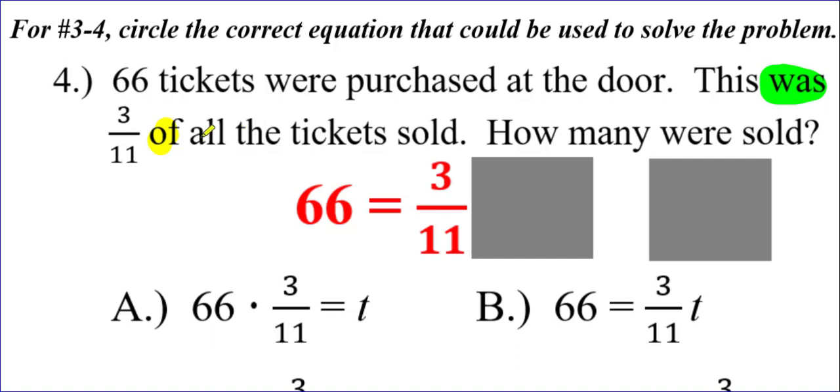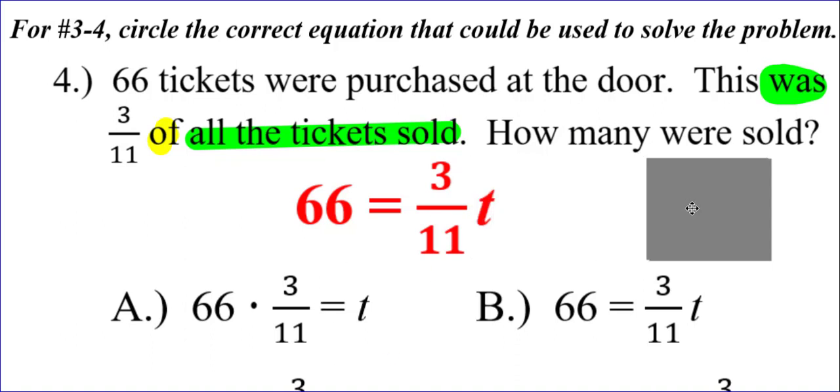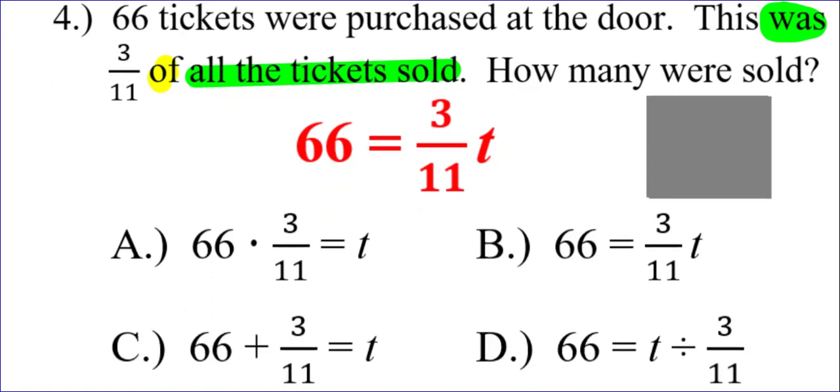The next thing was all the tickets sold. And then the last sentence literally asks how many were sold. So that is the unknown. We pick a variable, probably t. So it's 3/11 times t. You don't need a times dot to show a number times a variable. And so you can all see that choice B was the correct choice for this problem.